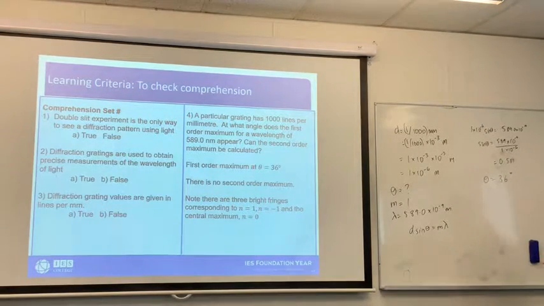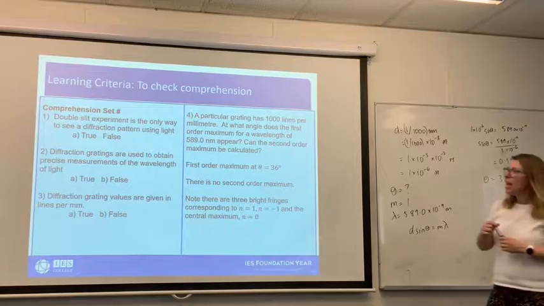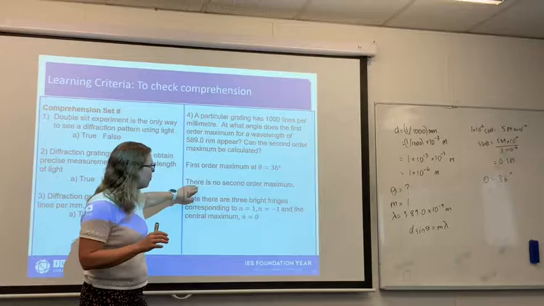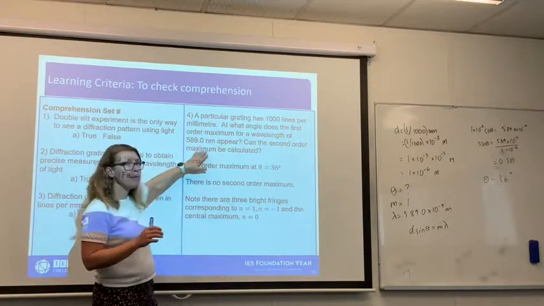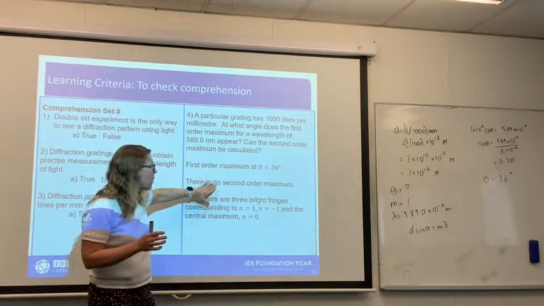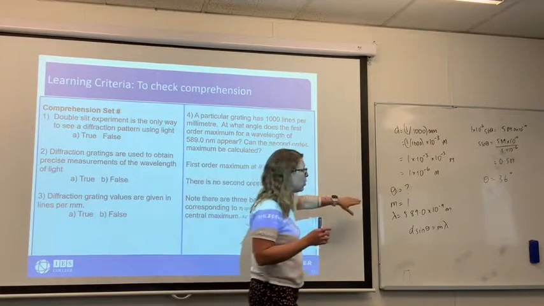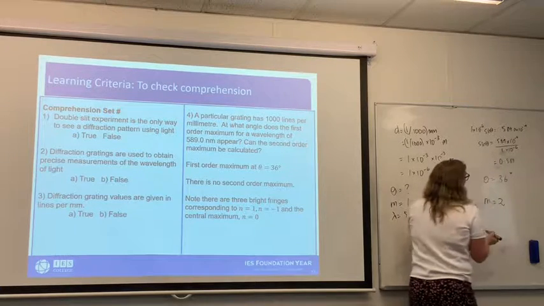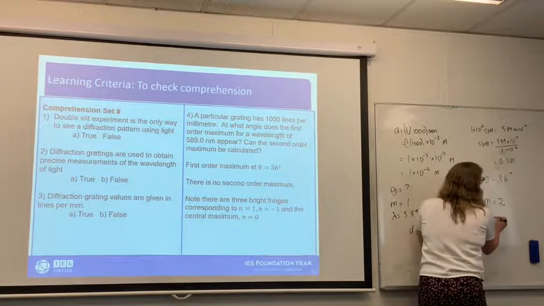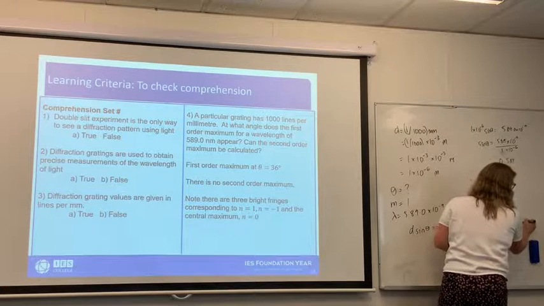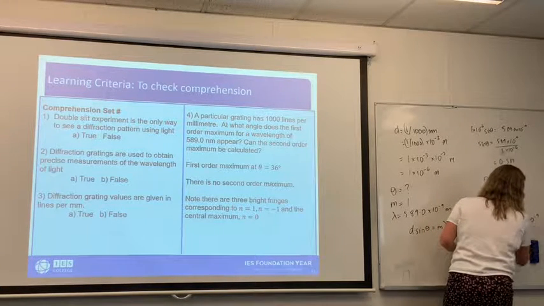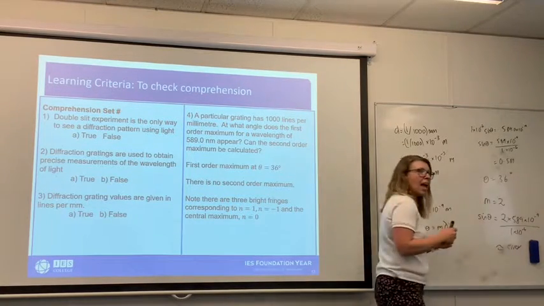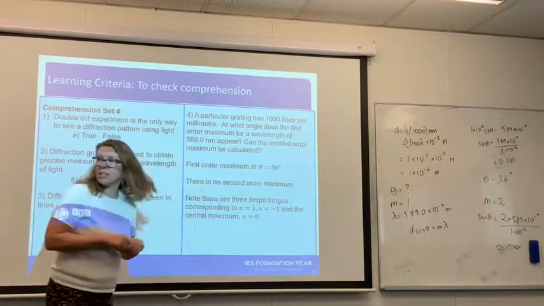Okay? So have a bit of a practice with that. Just because I want to get onto our report and we're running a bit out of time, if you did the exact same thing, but instead looked at whether the second order maximum can be calculated, the exact same thing, but with m equal to 2. So what happens when m equals 2? You end up with sine theta equals 2 times the wavelength divided by 1 times 10 to the negative 6. You actually end up with an error. It doesn't exist. And think about that. Think about if I go back to the previous slide.